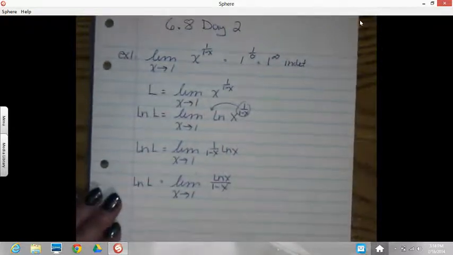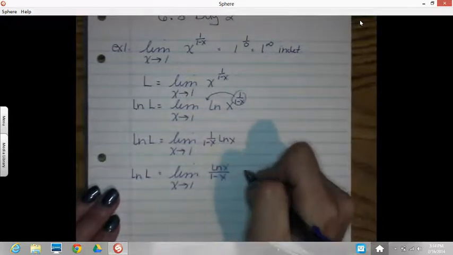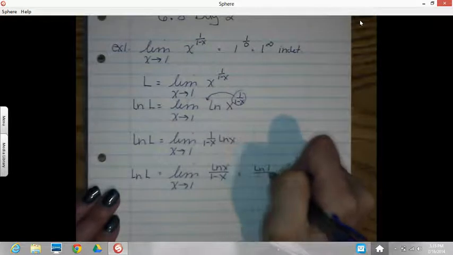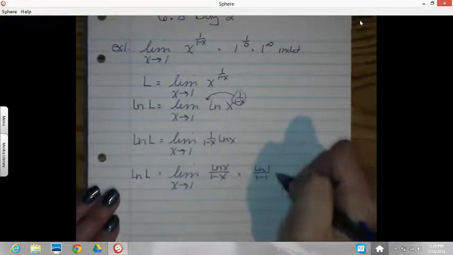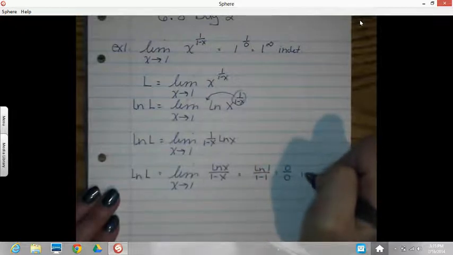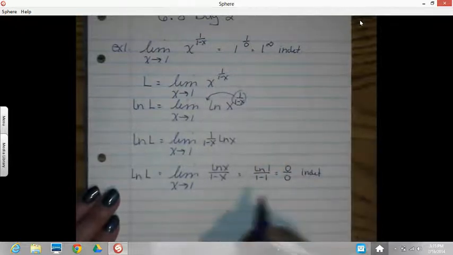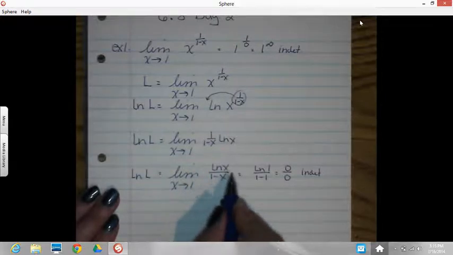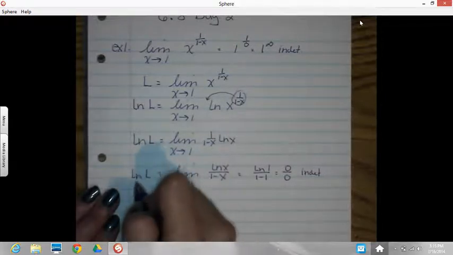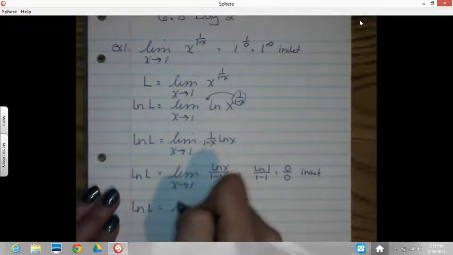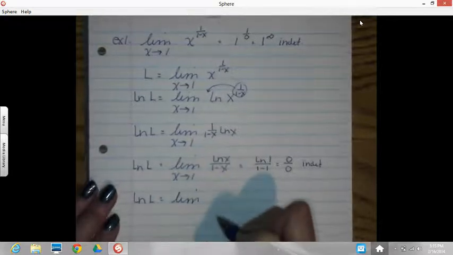Okay, now when I plug 1 in, I get the natural log of 1 over 1 minus 1. Natural log of 1 is 0. 1 minus 1 is 0. There's my indeterminate form. So I am okay with just doing the derivative of the top and the bottom because that equals this whole limit here. So I don't have to do anything to this side. That's still going to stay natural log of L. This is still going to stay the limit as x approaches 1.